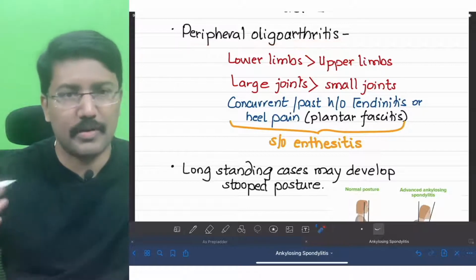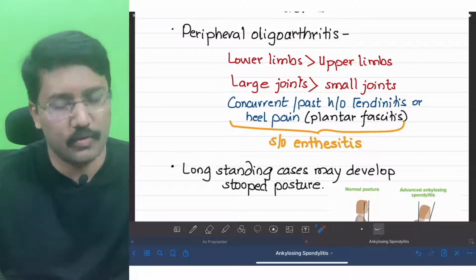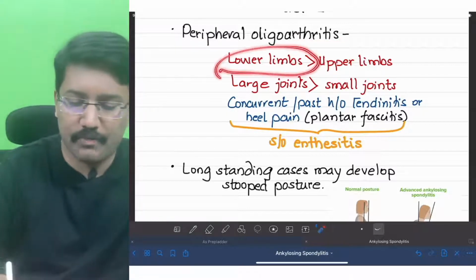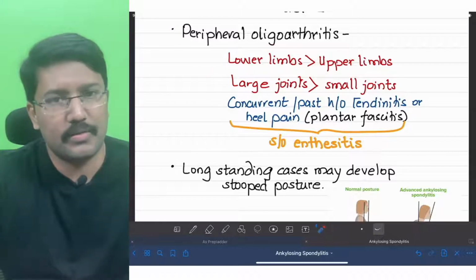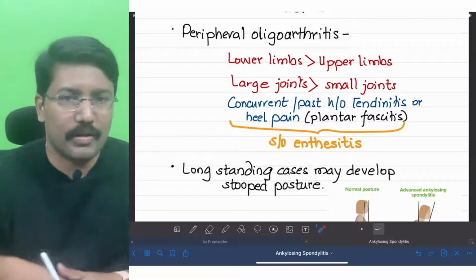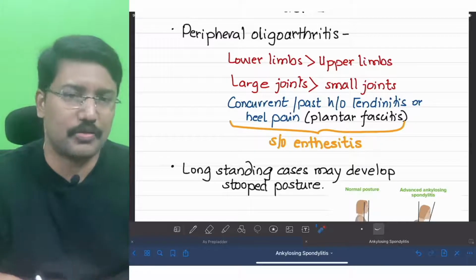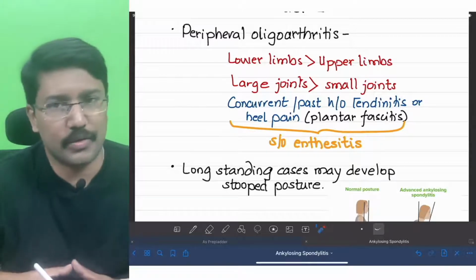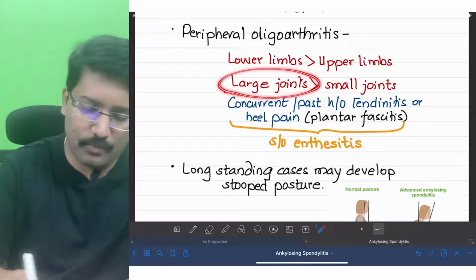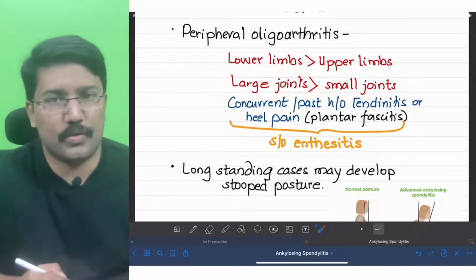When it comes to peripheral joint involvement in ankylosing spondylitis, lower limbs are more affected than the upper limbs. So lower limb joints are more commonly affected, mainly large joints. We are talking about knee joints or hip joints. Large joints are more affected than small joints.